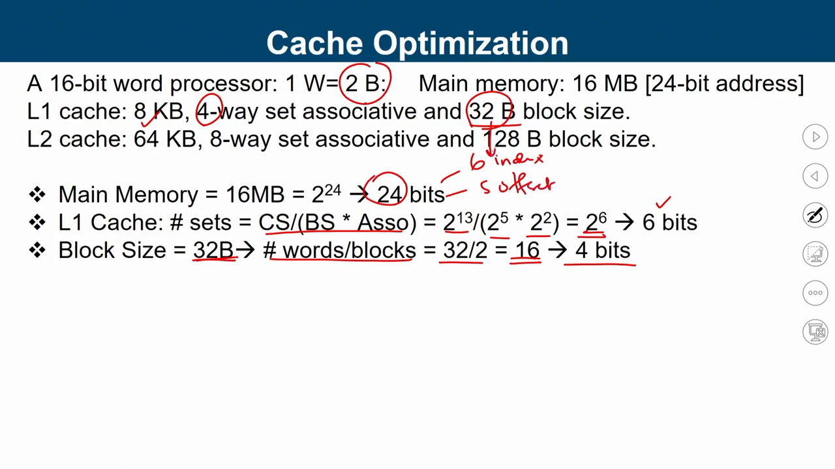That is given by 32 bit, 5 bit offset. This 5 bit offset consists of 4 plus 1. The first 4 bits will tell you the word number and the last 1 bit is the byte within the word. So, this is the split up of the 24 bits.